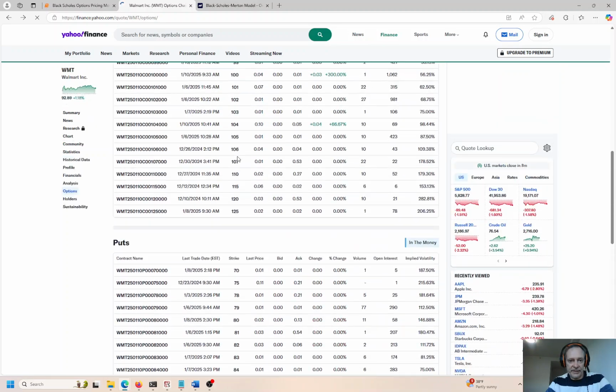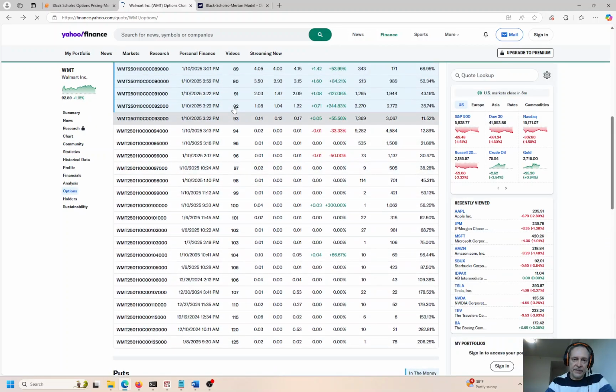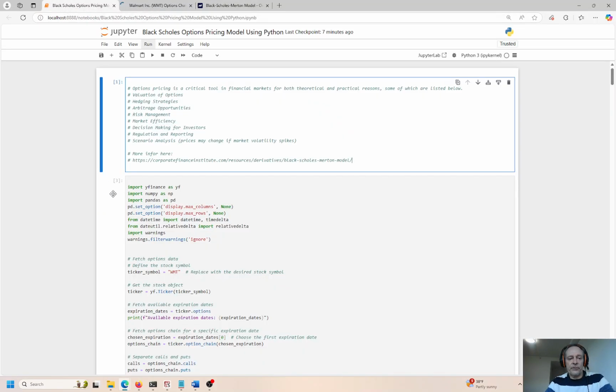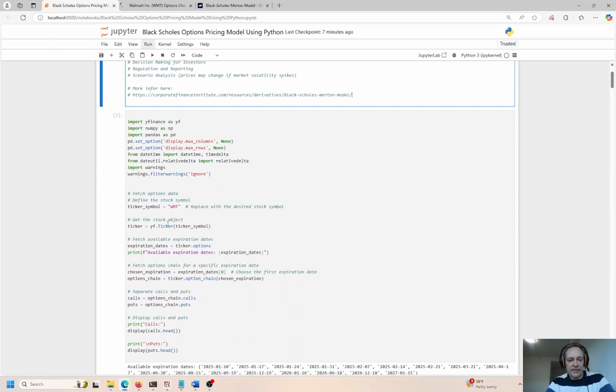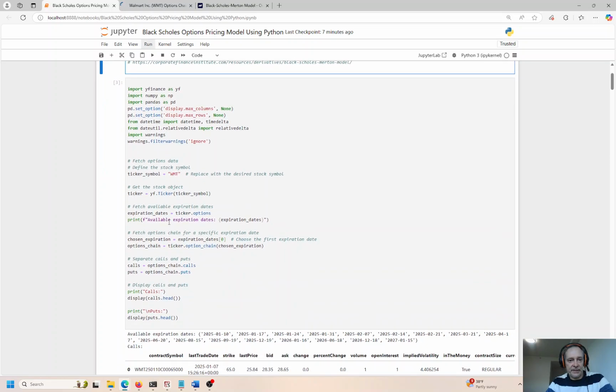And over here you see at the money 93, but this is on the call side. And the volatility is pretty low, 11%. Not quite zero, but that is the lowest one, right? So that's kind of an overview of options right here. And there's two ways, like I said, to calculate the volatility.